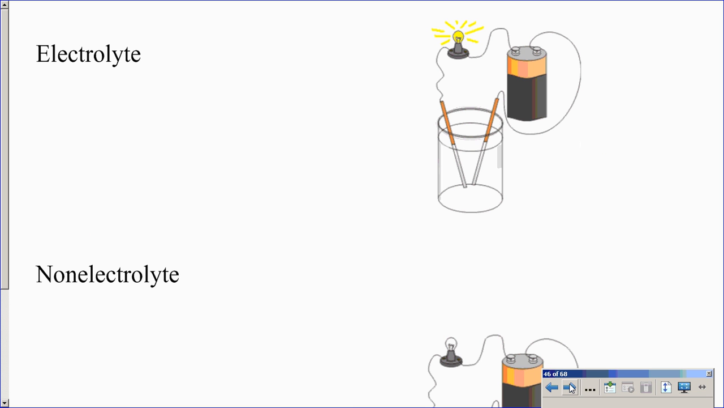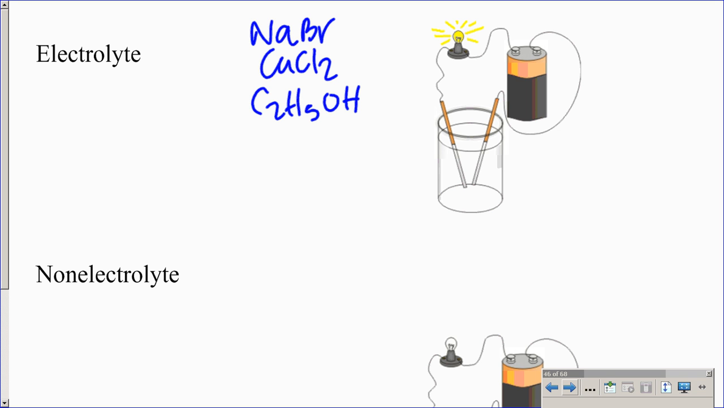Which of the examples earlier, sodium bromide, calcium chloride, or ethanol, which of those would be electrolytes? Why sodium bromide and calcium chloride? Okay, so ionic means breaks into ions, or can break into ions. Electrolytes, what does that kind of sound like? Electricity, so they can help do what? Conduct electricity through solution, right?